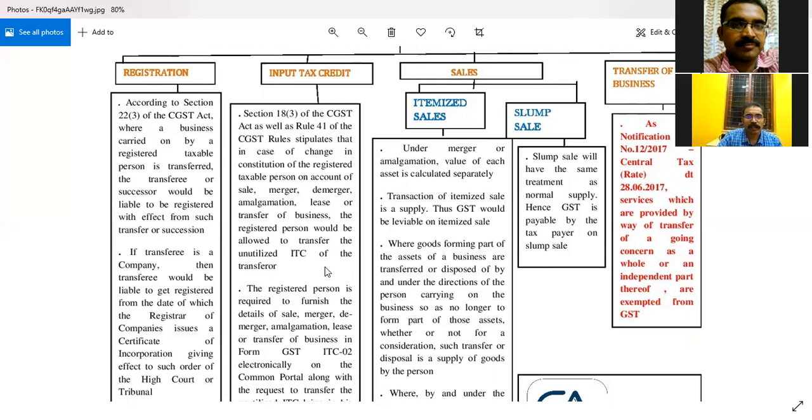In case of amalgamation, the amalgamating company can transfer the unutilized ITC to the amalgamated company. The amalgamated company has the right to get the ITC transferred from the amalgamating company. So the successor will be allowed to transfer the unutilized ITC of the transferor.